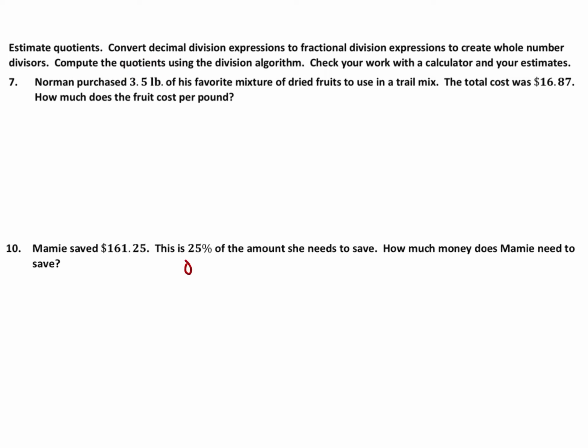25% written as a decimal is 0.25. So we can take 161.25 and divide by 0.25. Then to get rid of the decimals in our fraction, we need to multiply by 100, which moves the decimal 2 places.